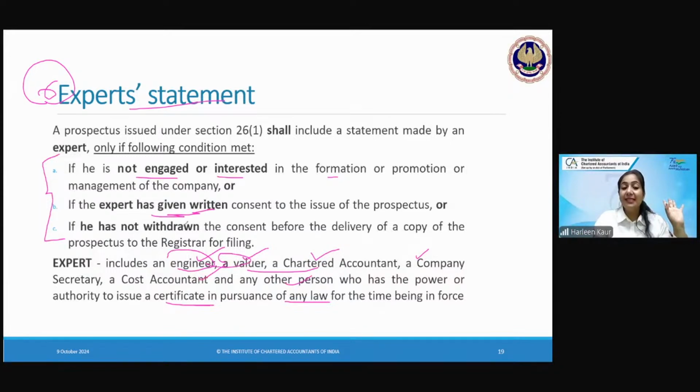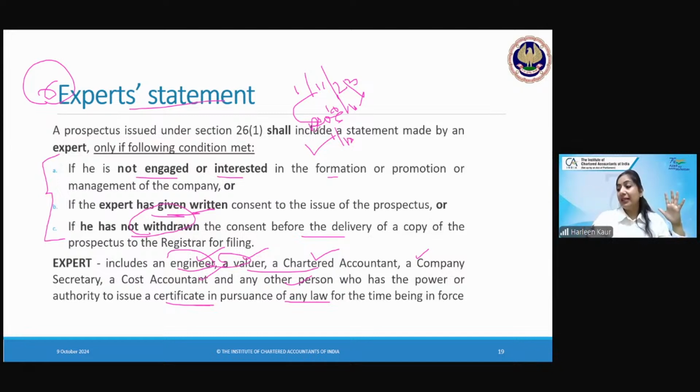This expert has given a written consent and he should not have withdrawn the consent before delivery of the copy of the prospectus to the ROC. Say, for example, the expert gave his consent on 1st November 23 and the prospectus was sent to the ROC on 1st December. On 10th November, he withdrew his consent, saying, no, I don't trust this company, I'm withdrawing my consent, I'm very afraid. If he has withdrawn his consent before the delivery of the copy to the ROC, then it is not a fair thing. His consent should not have been withdrawn. When the copy goes to the ROC, his consent has to be filed. The written consent that you have taken from the expert also has to be filed, a copy of it, with the ROC.